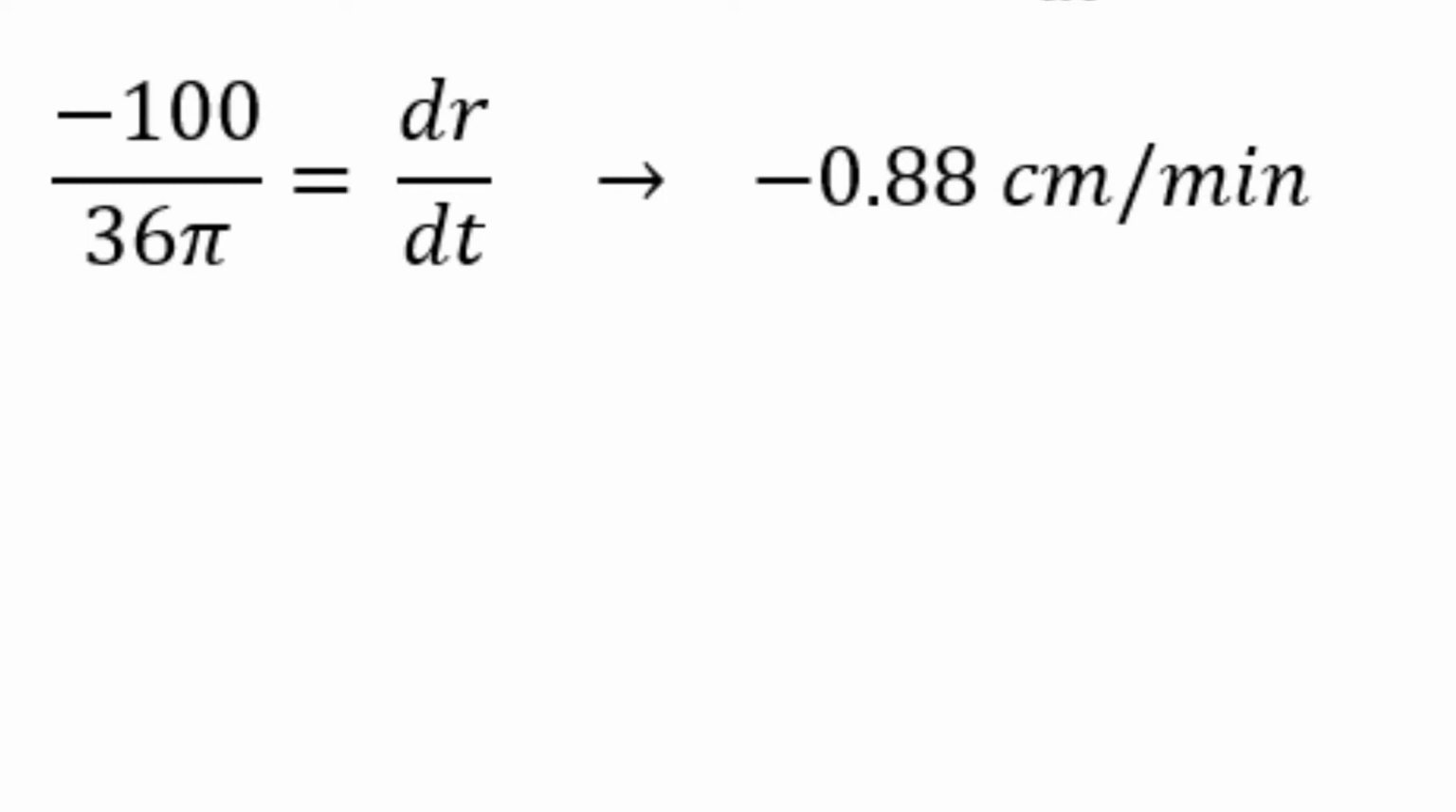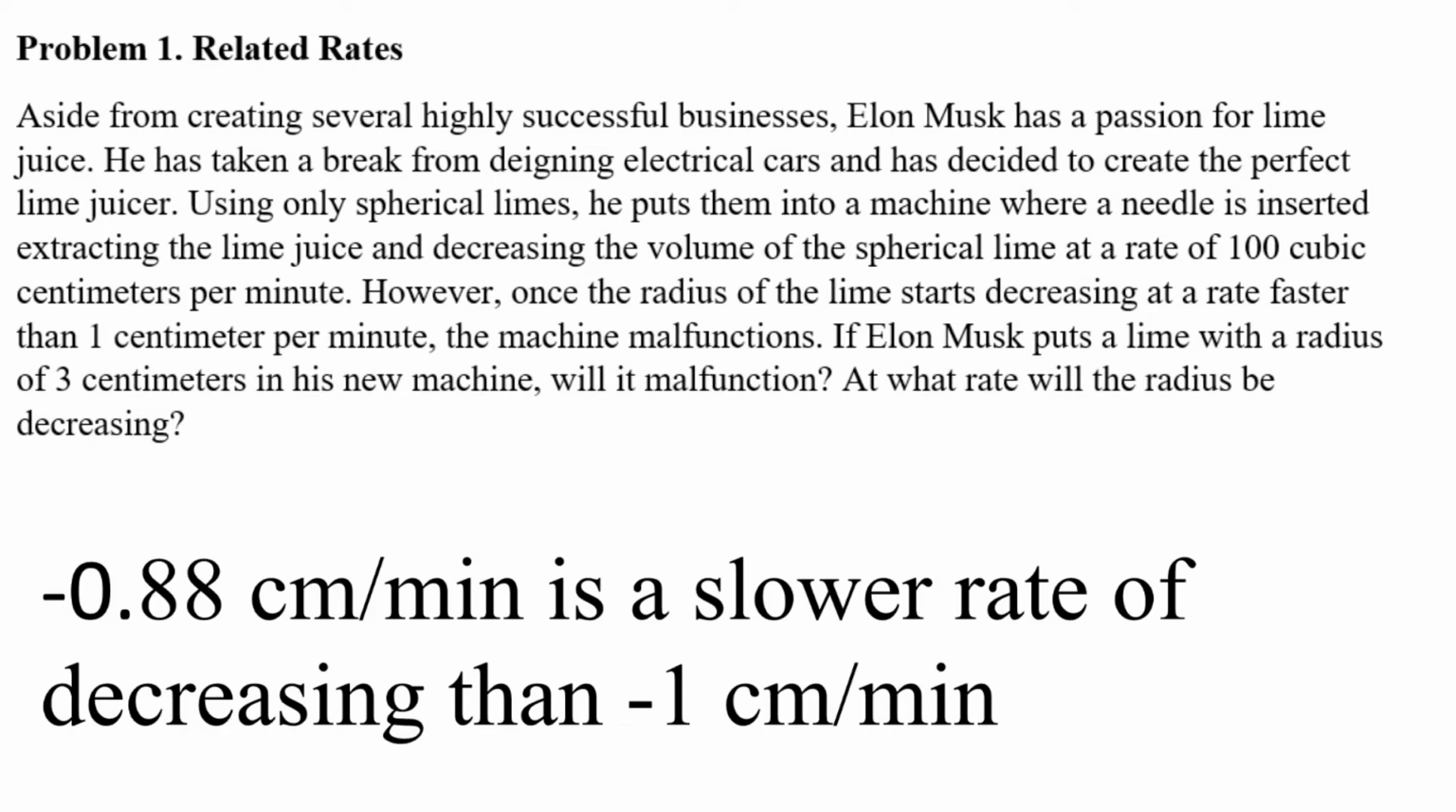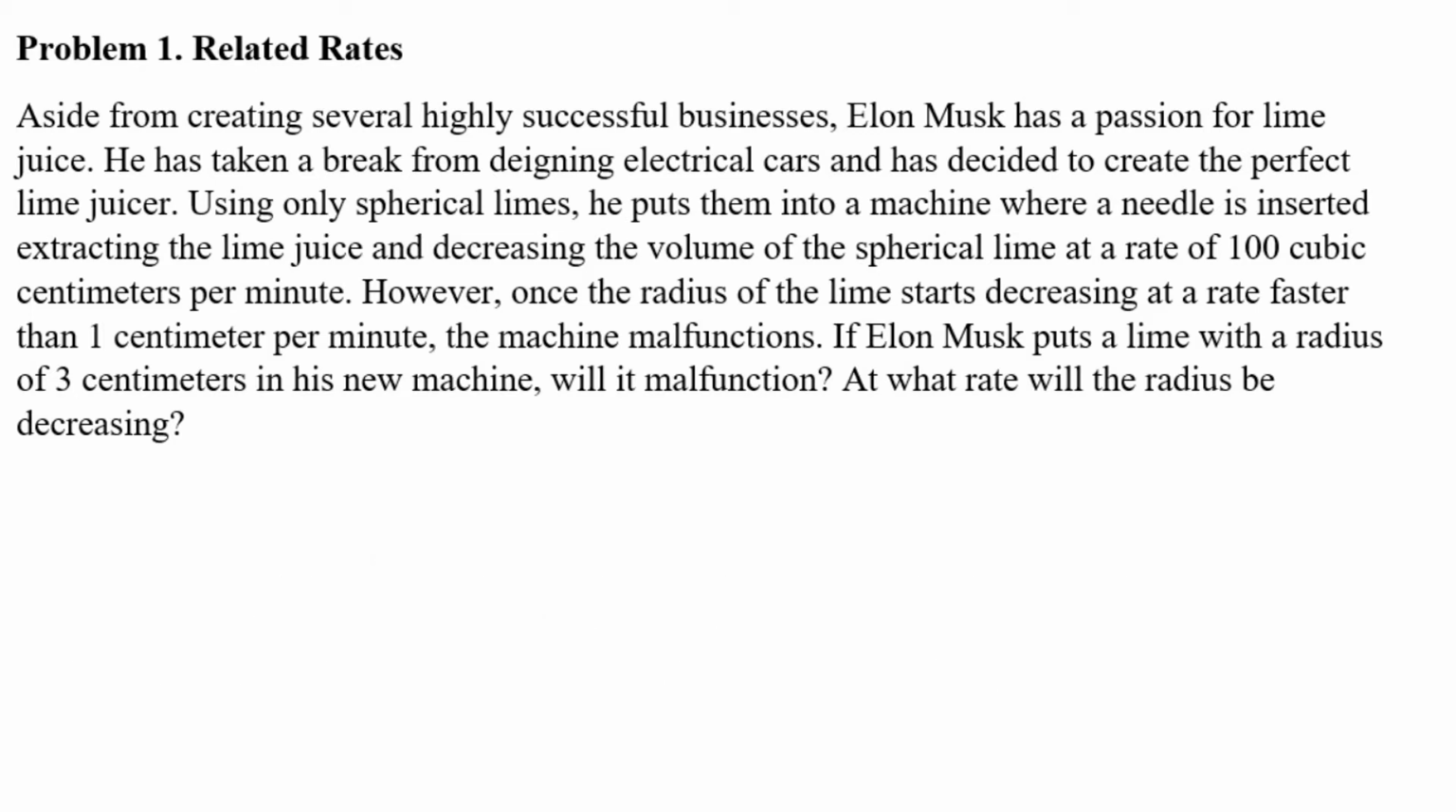Finally, we have to just solve with the context to the problem. Here we can see that when the lime has a radius of 3 centimeters, the radius will be decreasing at a rate of 0.88 centimeters per minute. This is not faster than the rate of 1 centimeter per minute, so the machine will not malfunction, and Elon Musk can enjoy the lime juice from this lime.